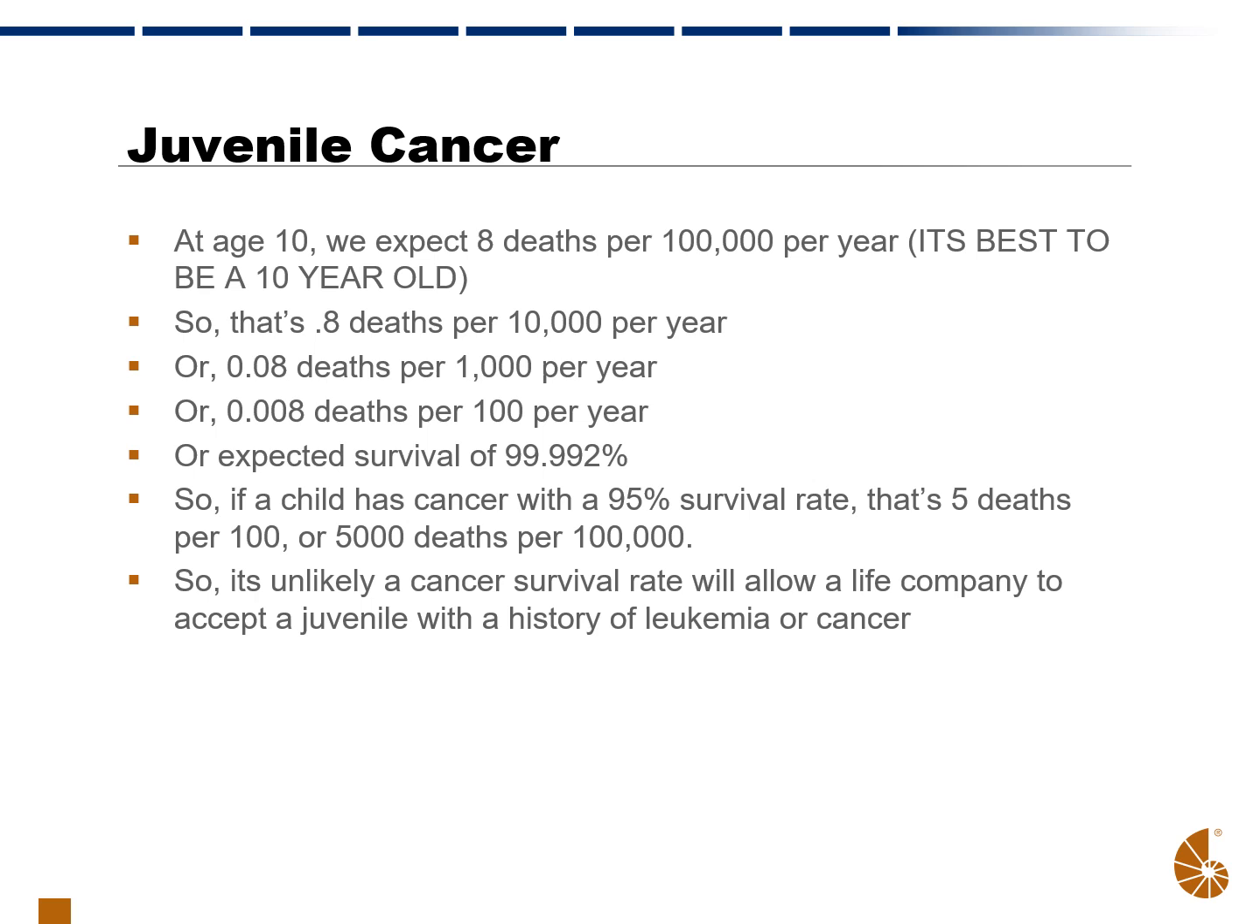But wait a minute, we said that there was only going to be 8 deaths per 100,000 in a normal standard population for 10-year-olds. Here we're saying there's 5,000 deaths per 100,000 for these survivors of this type of cancer. So that's way above what we would expect in a standard population. So that's why even with what seemingly looks like a good survival rate in juvenile cancer, it's unlikely that a life company would accept that juvenile.